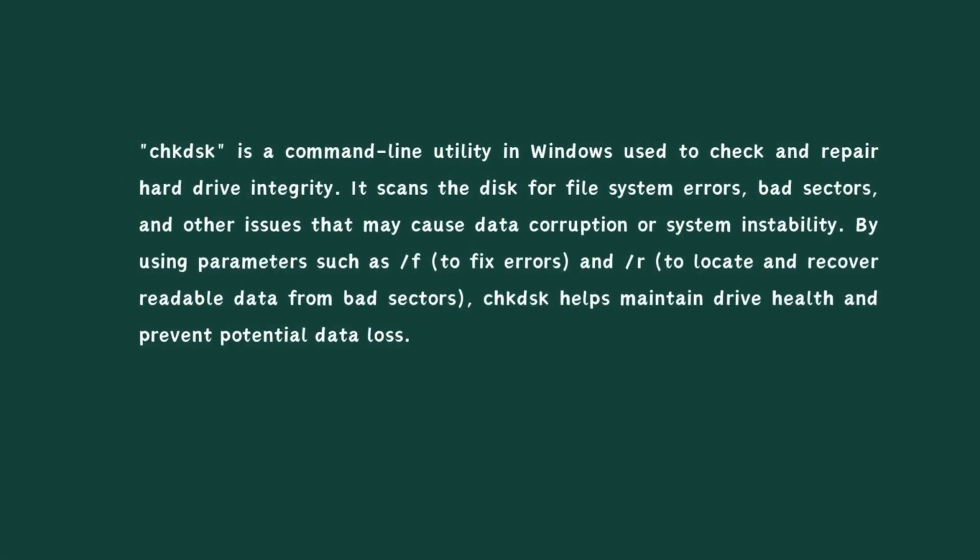chkdsk is a command line utility in Windows used to check and repair hard drive integrity. It scans the disk for file system errors, bad sectors, and other issues that may cause data corruption or system instability. By using parameters such as /f to fix errors and /r to locate and recover readable data from bad sectors, chkdsk helps maintain drive health and prevent potential data loss.